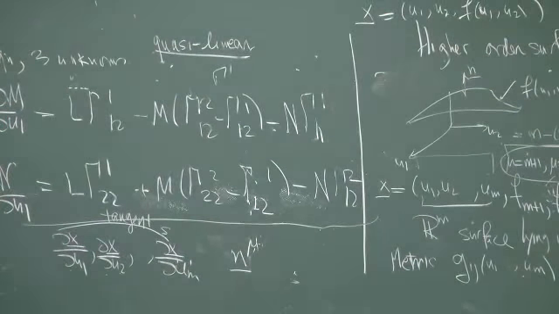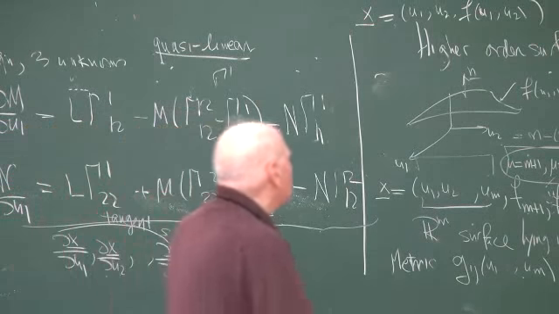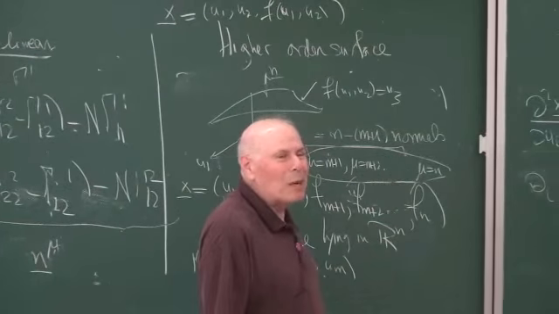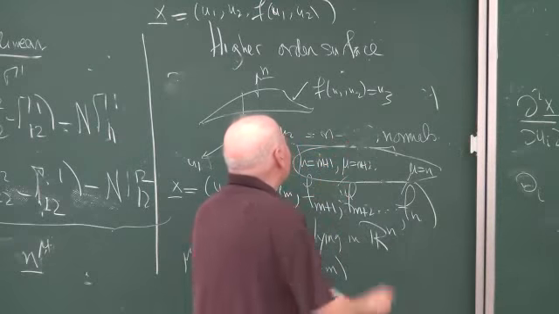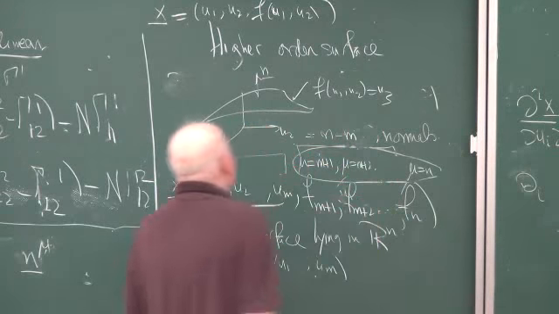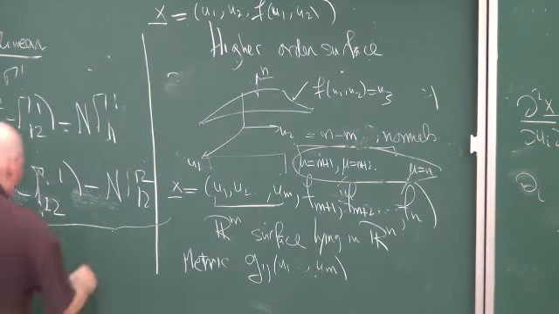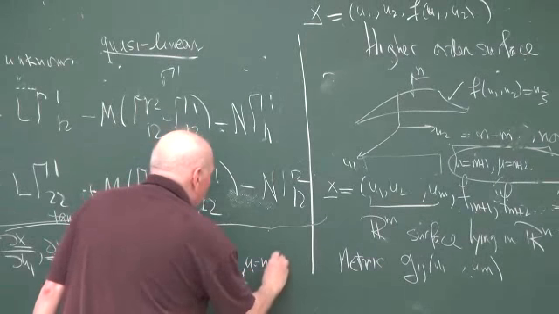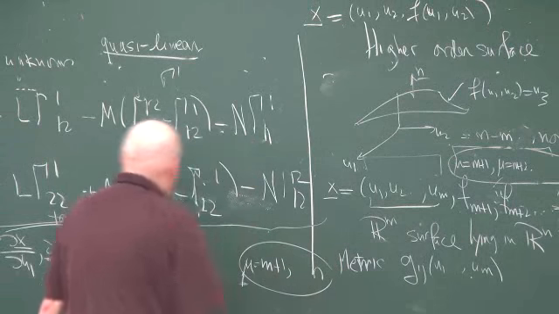Question? Did I make a mistake? n minus m. n minus m, sorry. Very good. Not a major mistake. The world won't come to an end, but yeah. n minus m. Okay. So there's how many? So n minus m normals. So mu runs from m plus 1 all the way up to n.